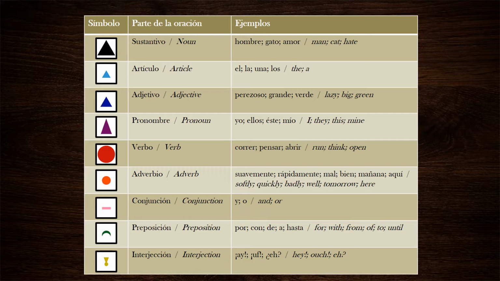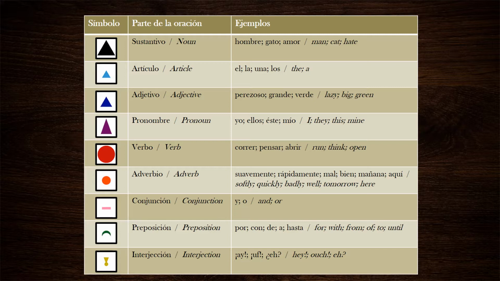The first thing, sustantivo, noun. Person, place, or thing. Look at the examples. Man, cat, hate, hombre, gato, amor. Amor is love. I'm not sure why I wrote that. Those are things. Second one, artículo, article. That's the or a. So, the man, the cat, a cat, la, los, las in Spanish, or un and una.